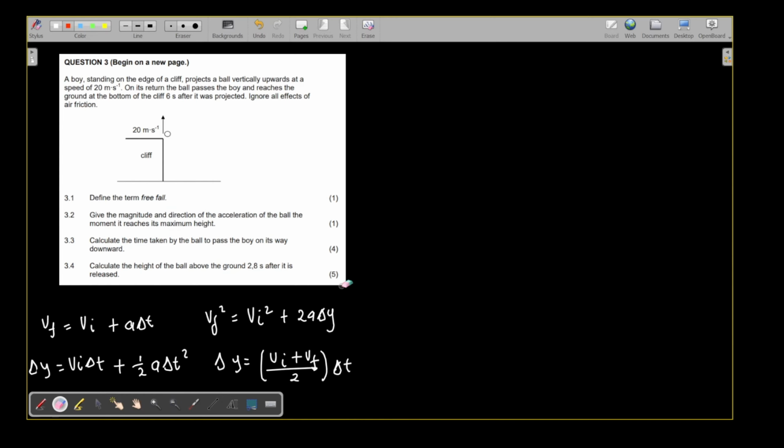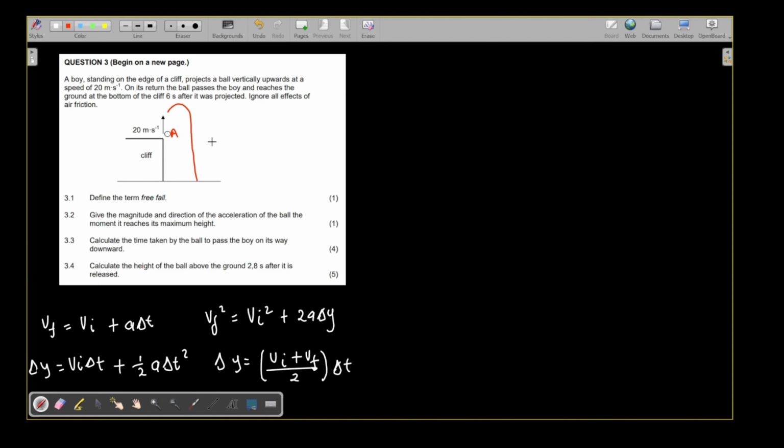Okay, so here's the next question. We are told that a boy is standing on the edge of a cliff and projects a ball vertically up. So the ball is thrown up at a speed of 20. I'm just going to call this A, which is when the ball was here. On its return, the ball passes the boy and reaches the ground. So this ball is probably going to be moving like this and then go back down.